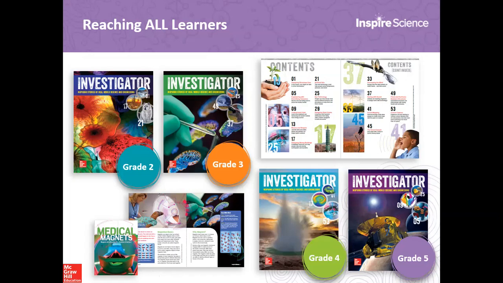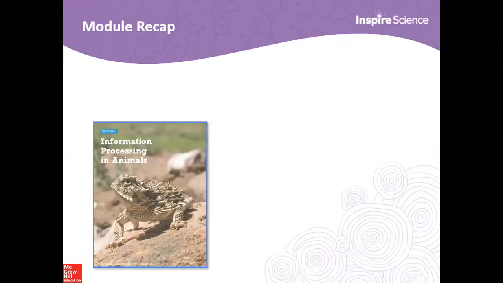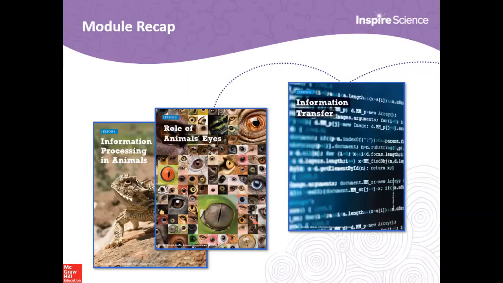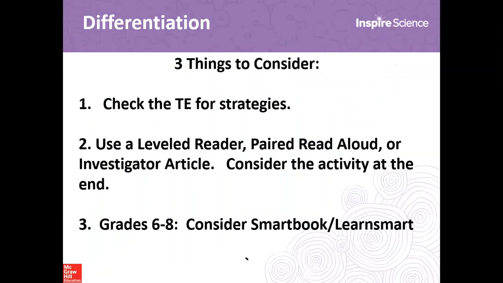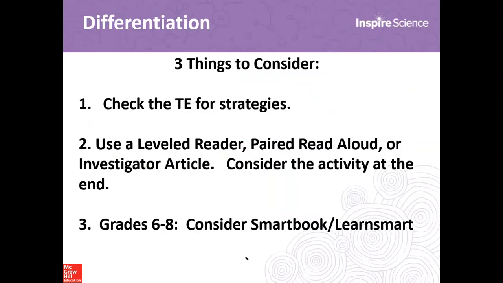K-5 teachers, you have investigator articles as well that go through engineering breakthroughs. Each one of these investigator articles has a task at the end as well, a mini assessment. Now, all along the way, students are getting a little bit of the information to be able to answer that question, to answer that phenomena that we saw at the beginning. So things to consider for differentiation: check the TE for strategies, really maximize all the tools found in the margins, and use the leveled readers or other ancillary support.